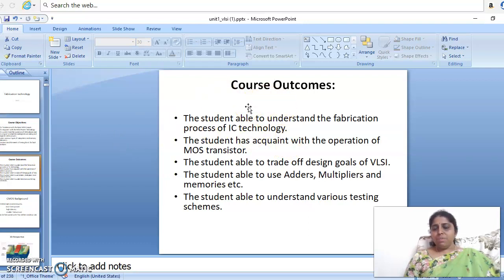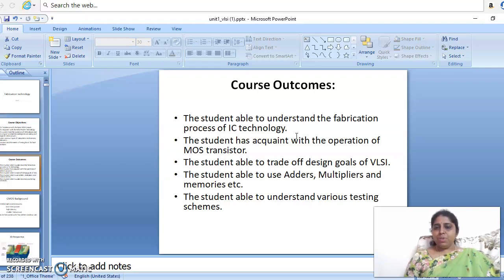So course outcomes are obviously achieved from the course objectives. So the student will be able to understand the fabrication process, will be acquainted with the operation of MOS transistor, will be able to understand the trade-off between the design goals like power, speed, reduction of the area, and the student will be able to use adders, multipliers and memories efficiently.